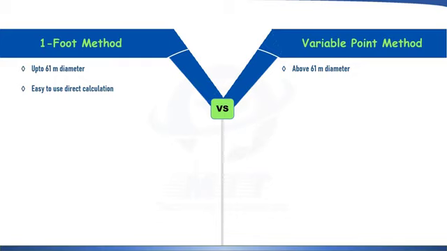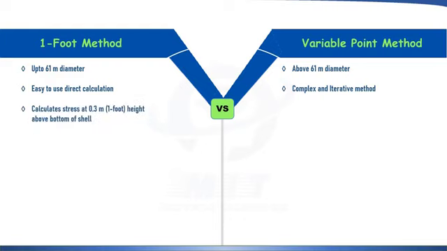The 1-foot method provides easy to use direct formulas for calculation, but variable point method is complex and iterative, and as part of the procedure, the first calculation is derived from the 1-foot method, and then iteration is done to reach the final thickness.